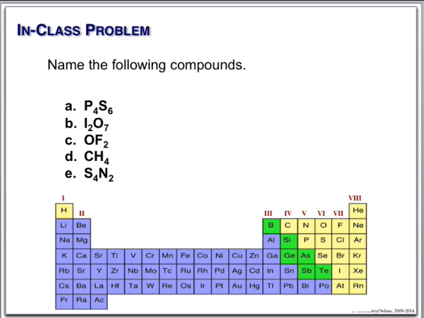One more set, a little more interesting. We have phosphorus, and we have 4 of them. So this is going to be tetraphosphorus. We have 6 sulfurs. 6 is a hex. So this is going to be tetraphosphorus hexasulfide.